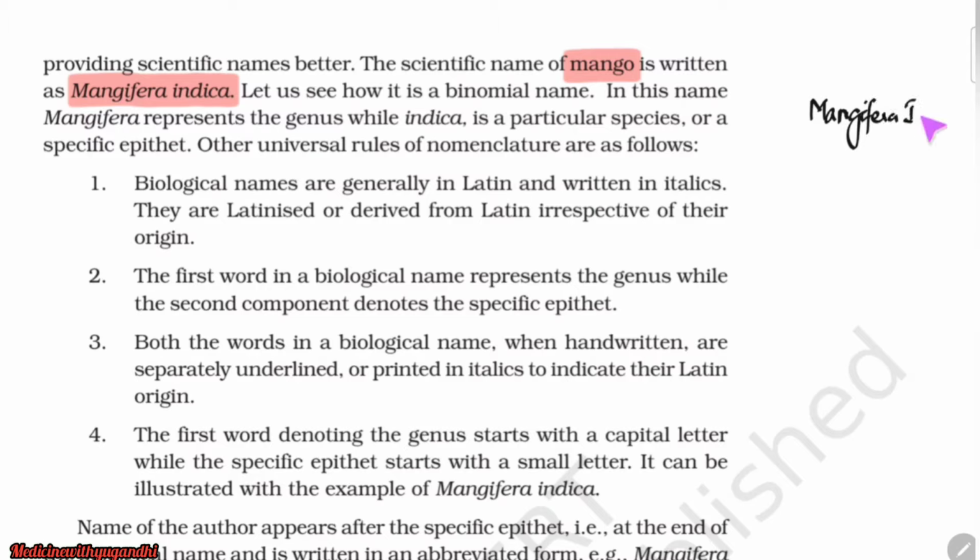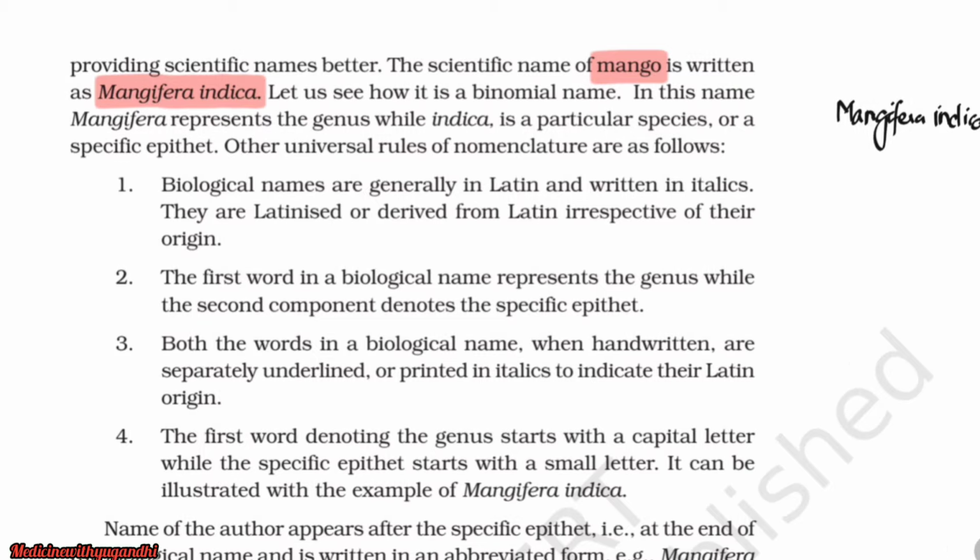Mangifera indica. And this Mangifera represents the generic name and the indica represents the specific epithet. So from an MCQ point of view, all these 4 points are very much important. You must know all these 4 rules in order to attend the questions related to this binomial nomenclature, right?